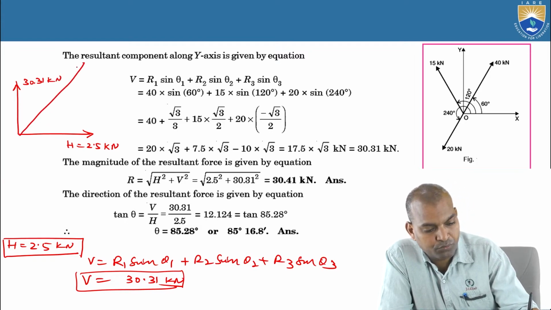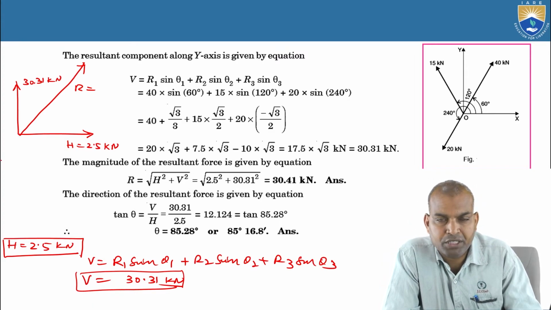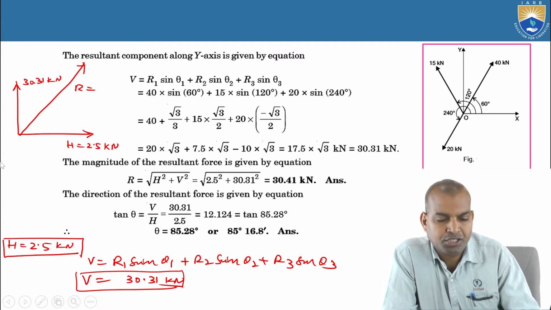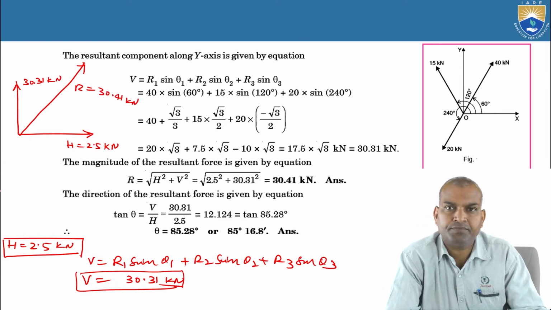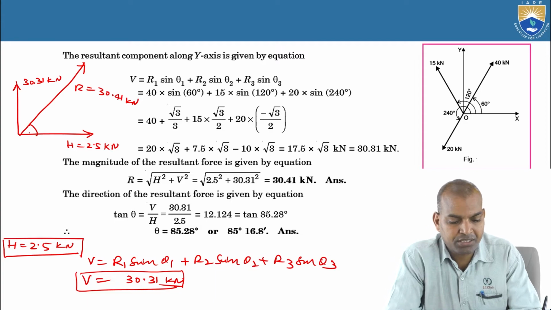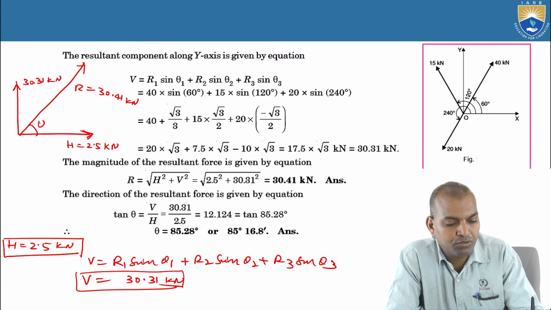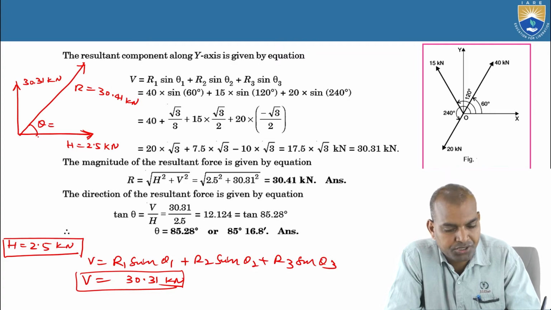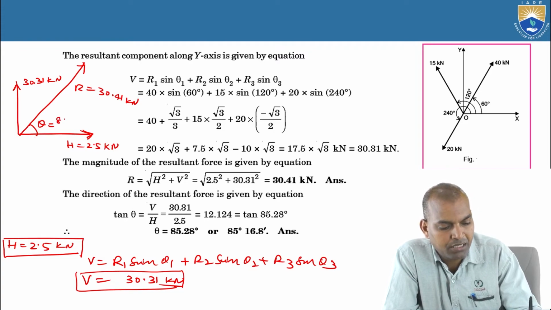The resultant R equal to the square root of V square plus H square. That H square plus V square comes as 30.41 kilonewtons. What is the direction in which it is acting with the horizontal? That is theta equal to tan inverse of V by H. After substitution of V and H values in the formula, theta is obtained as 85.28 degrees.